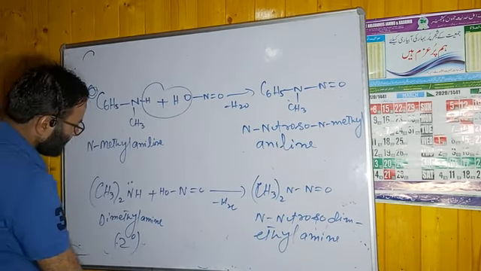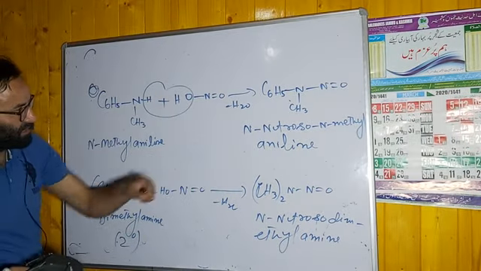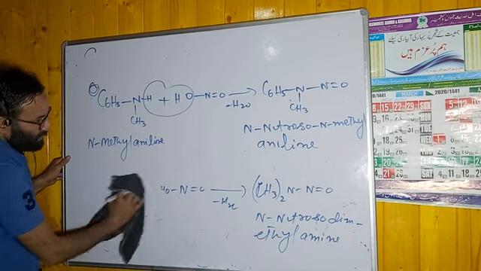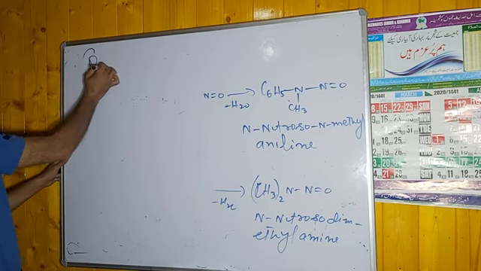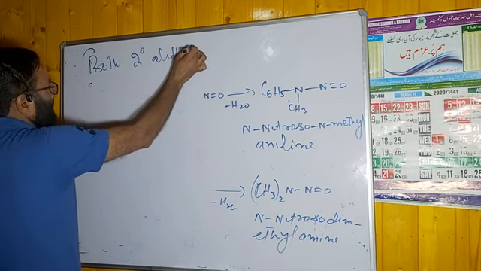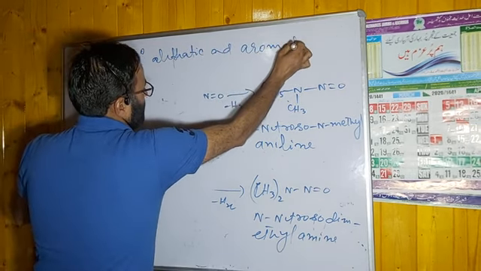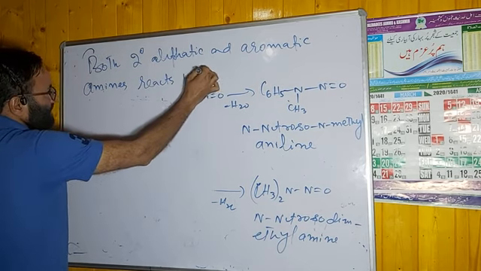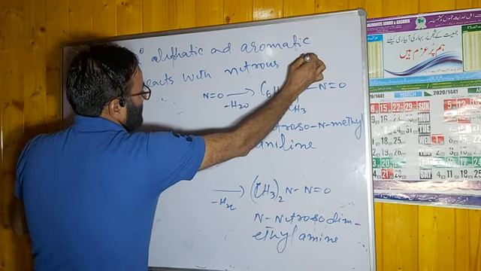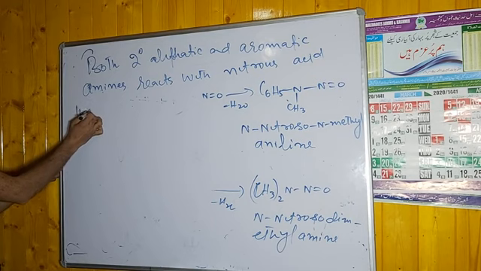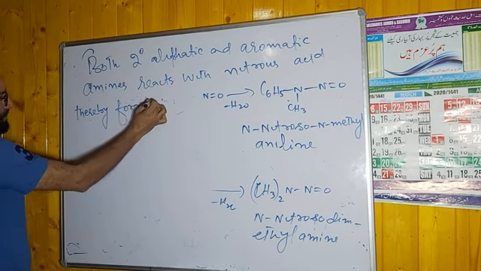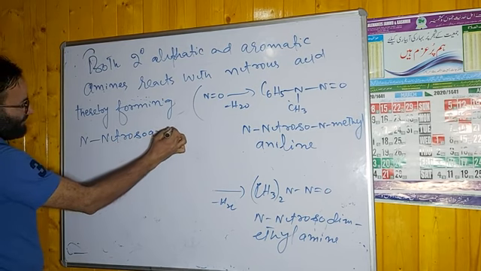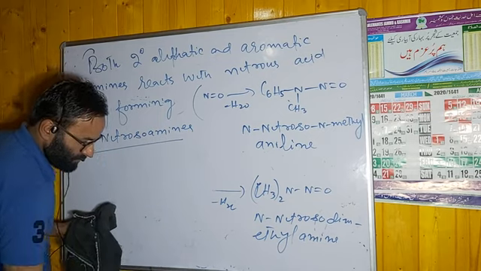What's right? Well, you have to remember both 2 degree aliphatic and aromatic amines react with nitrous acid, resulting in the formation of N-nitroso compounds. You can say N-nitrosoamines. Wahan pe likhiye: both 2 degree aliphatic and aromatic amines react with nitrous acid, thereby forming N-nitrosoamines. Remember this point, N-nitrosoamines.